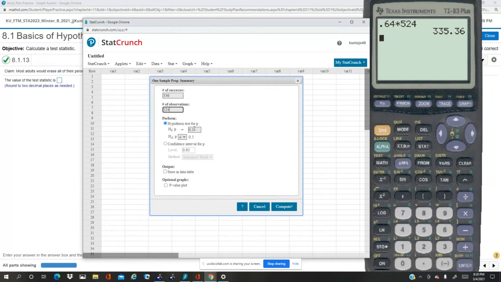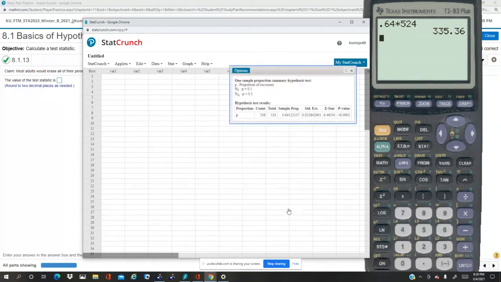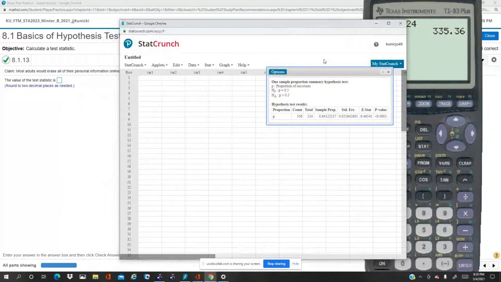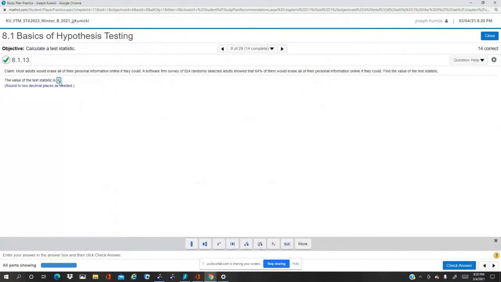The null hypothesis is fine. We just have to change this to make it a right tail because it says most, so that's a right tail greater than. See right there on the alternative. So compute. So they want the test statistic. The z-stat is 6.47 to 2 decimal places. 6.47. So we're way in the right tail.